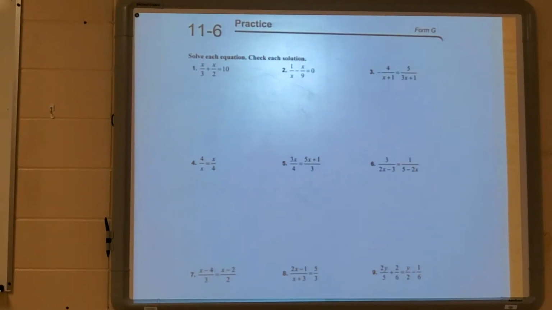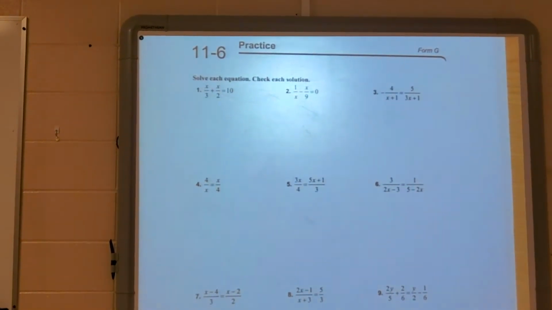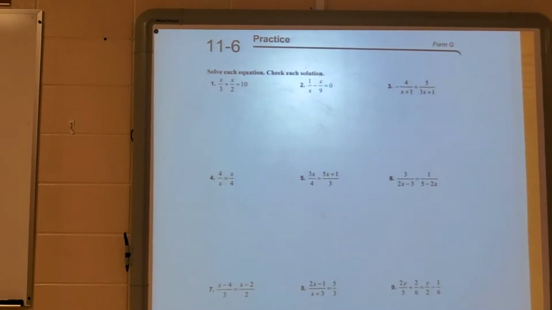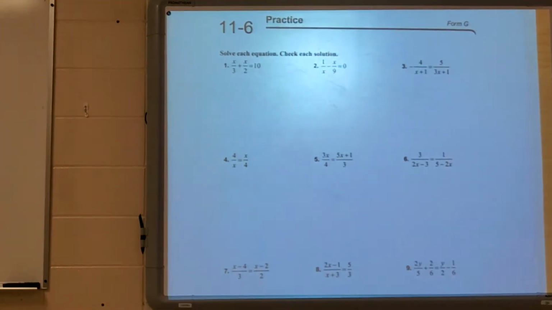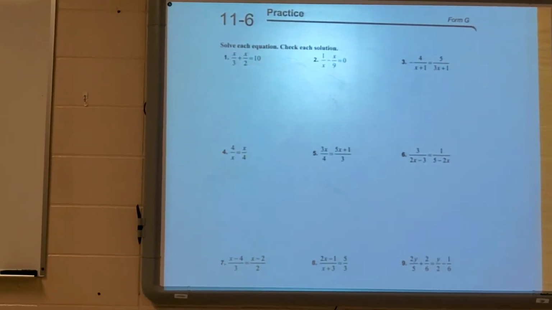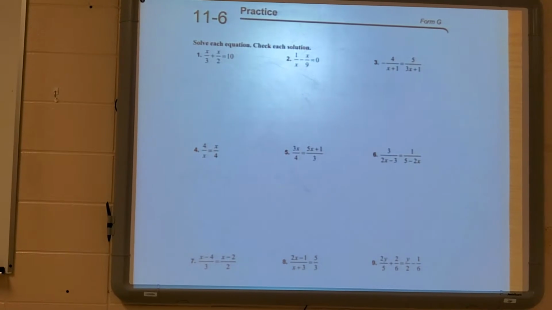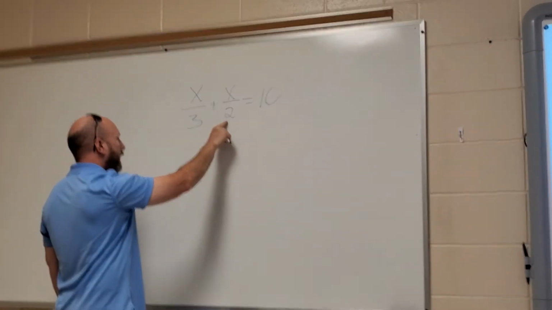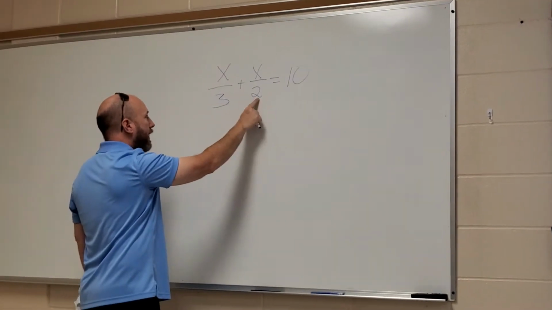Okay guys, so on this 11.6, what we're doing is we're kind of bringing everything we've learned in chapter 11 together and solving equations with that information. Okay, so there's lots of ways you can go about this. I would go about it finding the common denominator. Now remember what I said. These two numbers have to be the same.